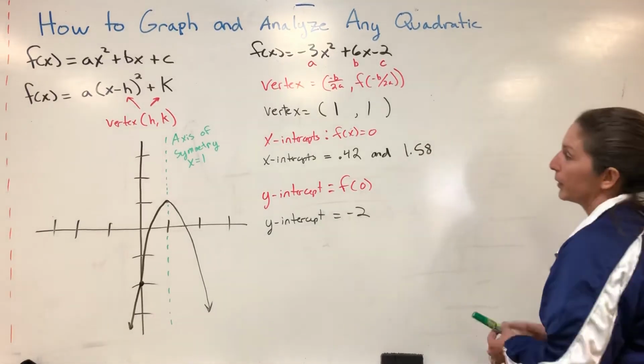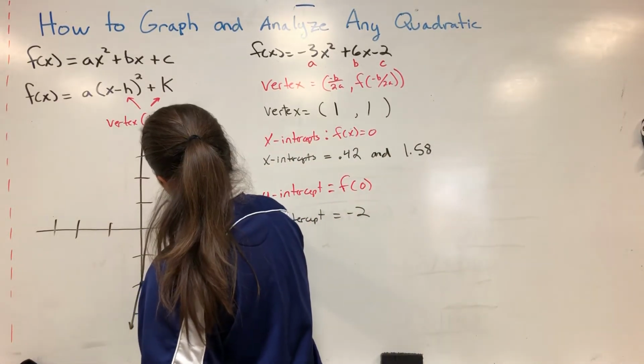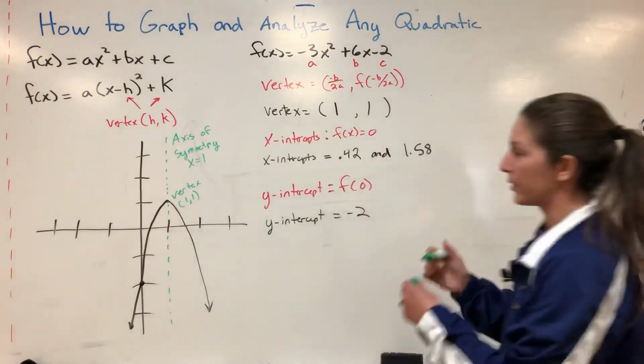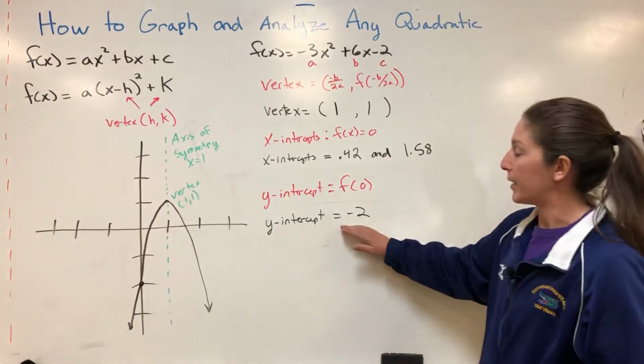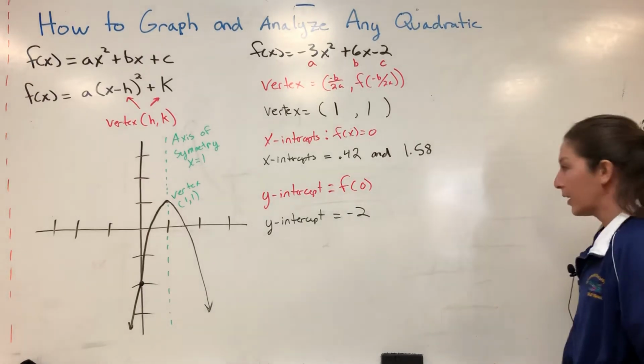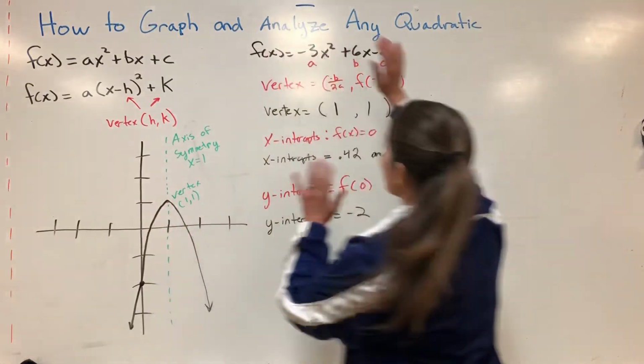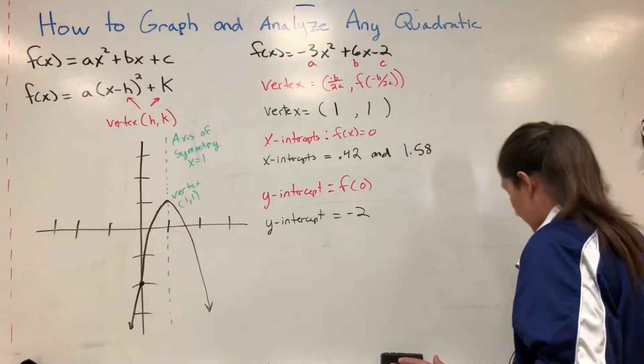We also fill in that we knew the vertex is at (1, 1). The axis of symmetry is there. Our y-intercept is at -2. Our x-intercepts are at 0.42 and 1.58. Okay, so we graphed. But now let's analyze, because there's a couple things we would like to know.